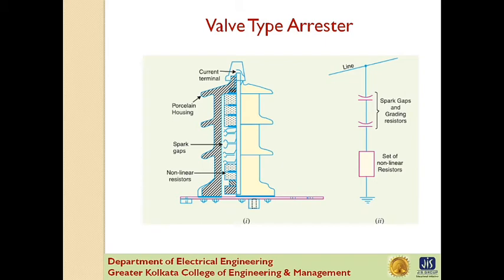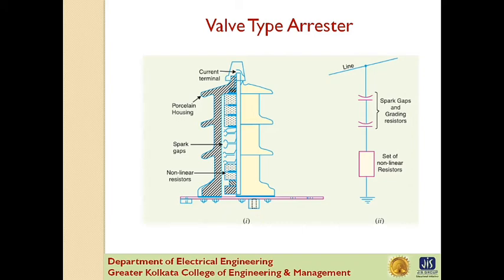Now the spark gap is an assembly consisting of a number of identical spark gaps in series. Each gap consists of two electrodes with a fixed gap spacing. The voltage distribution across the gap is linearized by means of additional resistance elements called grading resistors across the gap. The spacing of the series gap is such that it will withstand the normal circuit voltage. However, an overvoltage will cause the gap to break down, causing the surge current to go to ground via the nonlinear resistor.